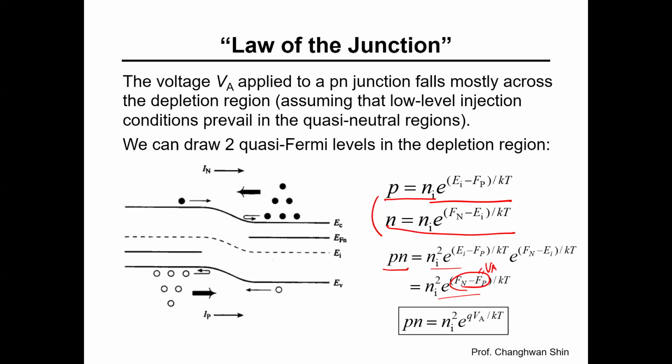So this gives us the important relationship as denoted in the last line. p times n is equal to n sub i squared times exponential of q V sub A over kT. This is the law of the junction, a powerful relationship that tells us how the product of carrier concentrations at any point in the depletion region relates to the applied voltage. Think of this law like a mathematical formula for how much a dam's water flow increases when you open the floodgates by a certain amount. Okay.